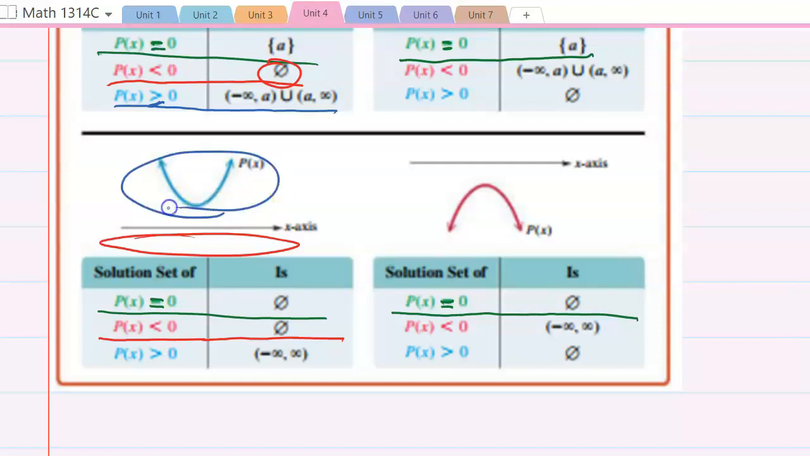So for f of x is greater than 0, the solution set will be for all x values, or all real numbers. In interval notation, we would have it from negative infinity to positive infinity. You should be able to see a similar situation for the downward opening parabola in this last row.